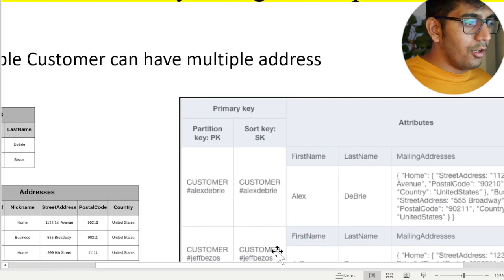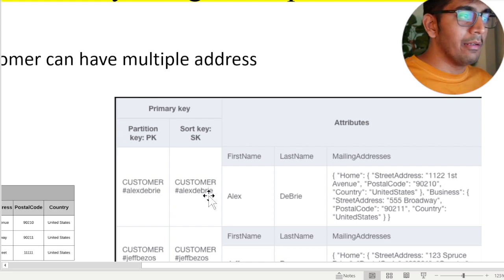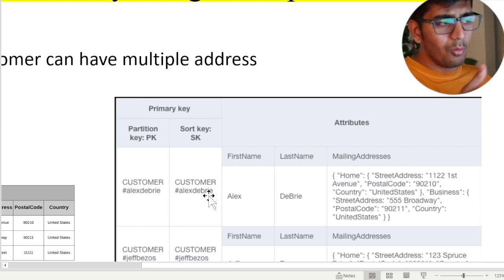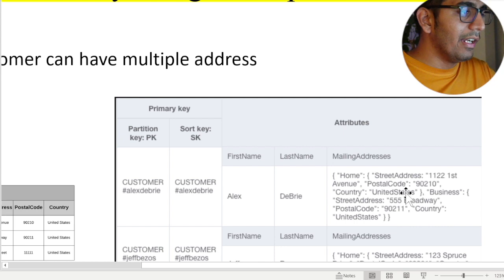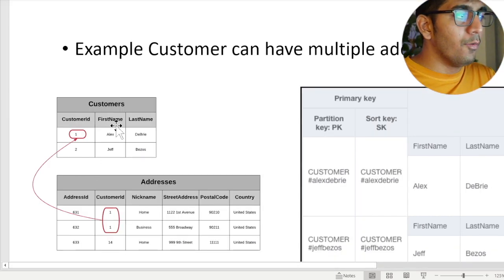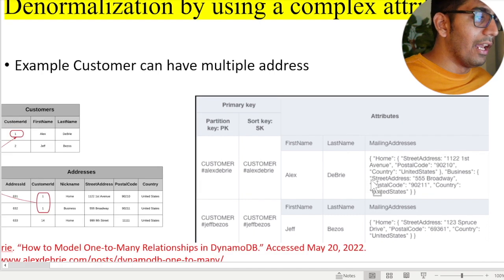So here author Alex says, see, he's using a complex attribute to represent the many part. So here my first name is Alex and my last name is DeBrie. So my PK would become my first name and my last name. And here you can see we are now representing the many addresses, the home address and the business address, in a map, right? So essentially the many part. So if you have one-to-many and would like to model that, here is one of the ways in which you could model it, by using denormalization with a complex attribute, as shown by Alex DeBrie.